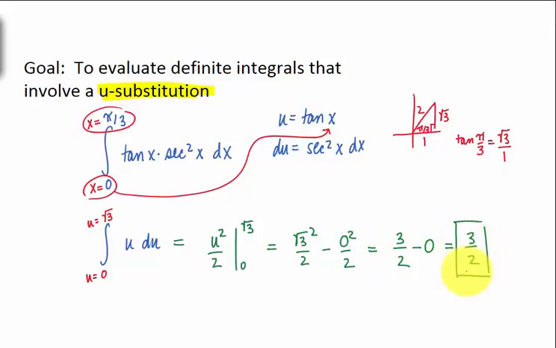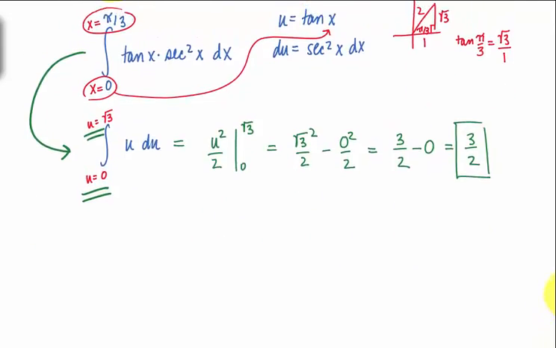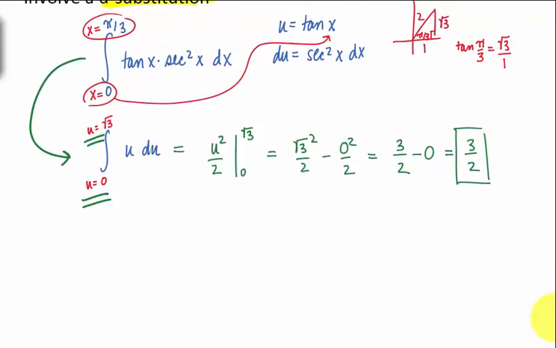So when you're evaluating the definite integral, what I like to do is go to the u's, and since you can turn these limits of integration into u's, you don't need to go back to the x's. So this is a little more efficient than substituting back for the x's. However, if you want to substitute back into the x's, you can definitely do that.